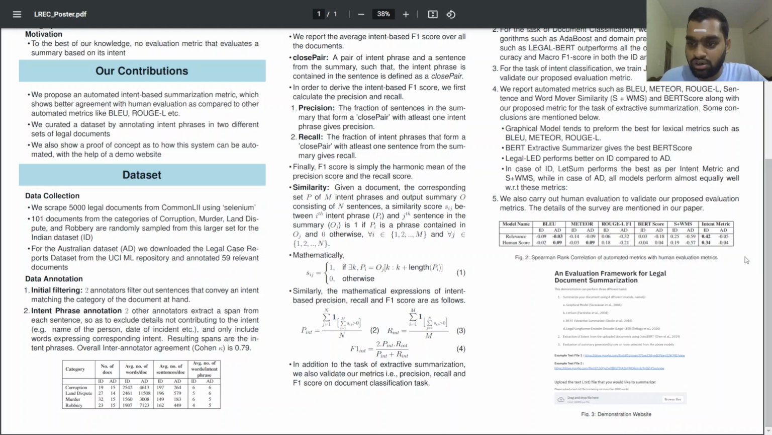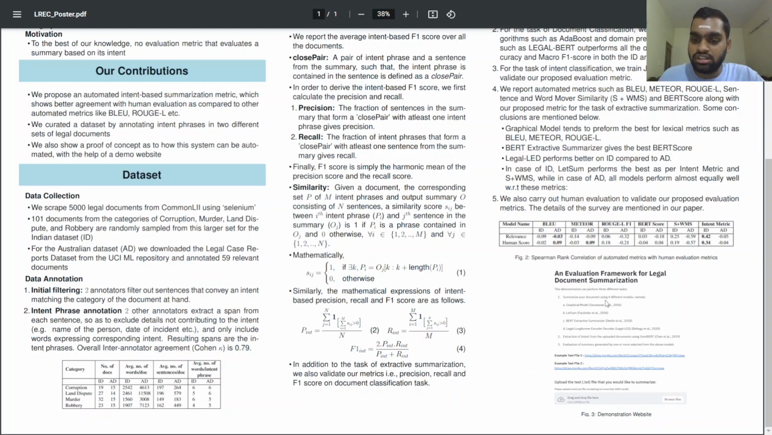is the highest for our intent metric, and the human score is also highest for our metric in the Indian dataset. Whereas for Australian dataset, the BLEU has the highest relevance and human score. METEOR has also the same human score as BLEU, and our model is also in a similar range as compared to the BLEU and METEOR scores. But in terms of the Indian dataset, our defined metric performs way better than the other predefined metrics.